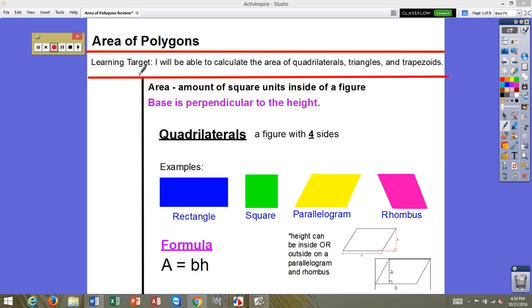So our learning target is that by the end of this video, we will be able to calculate the area of quadrilaterals, triangles, and trapezoids.